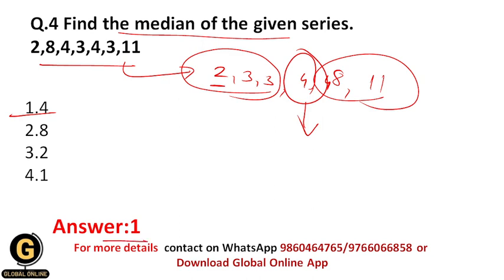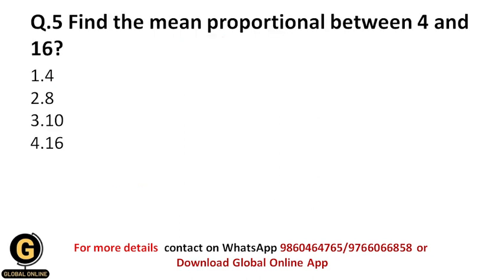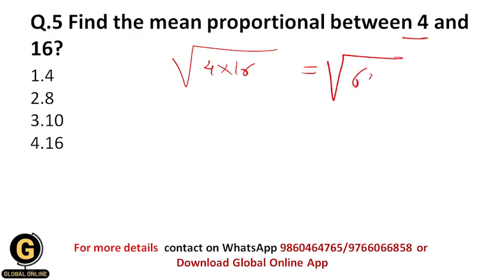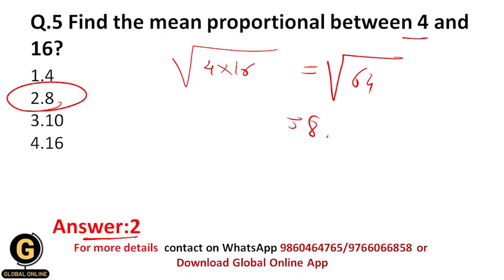So your correct answer should be 1. Next, find the mean proportional between 4 and 16. So there is a formula for this. Whenever you need to find the mean proportional between two numbers, you need to take the square root of the multiplication of these two numbers. Here the numbers are 4 and 16, so take the square root of its multiplication, then you will get under root 64, which is 8. That's why the mean proportional between 4 and 16 will be 8. So your correct answer should be 2.